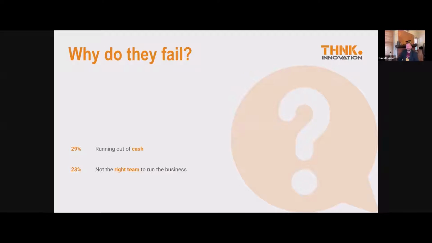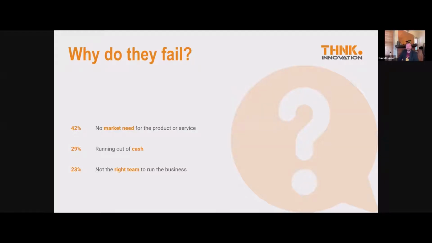29% of startups fail because they're running out of cash. Some of them are running out of cash before they ever made cash. Some of them are running out of cash after they got their first or second funding rounds. A big challenge for startups is to keep the cash flow going until they actually create revenue through products and services.